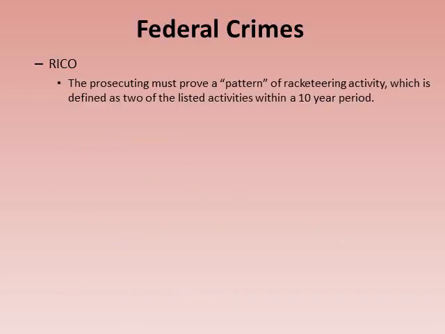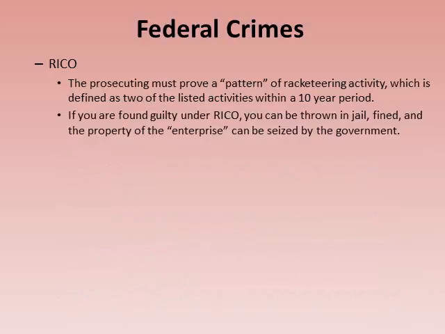Well, in order to have a conviction under RICO, the prosecuting attorney has to prove a pattern of racketeering activity, which is defined as 2 of the listed activities within a 10-year period. And so if they can show that, then you're maybe in trouble. If you're found guilty under RICO, you can be thrown in jail, fined, and the property of the enterprise can be seized by the government.